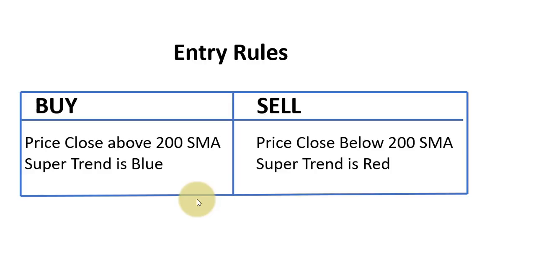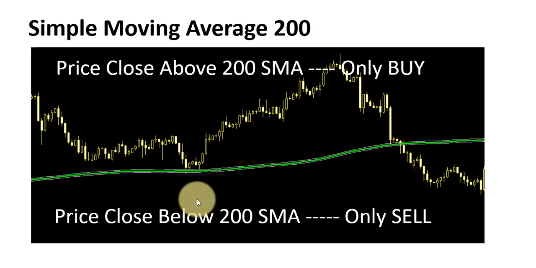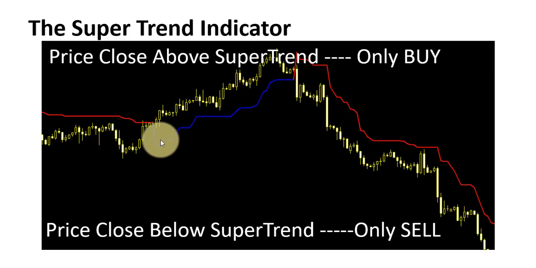Now, to buy, price has to close above the 200 simple moving average, and the super trend must be blue. Okay, let's check that out. Price must close above, so price must be above the moving average to buy, and also the color of the super trend must be blue.